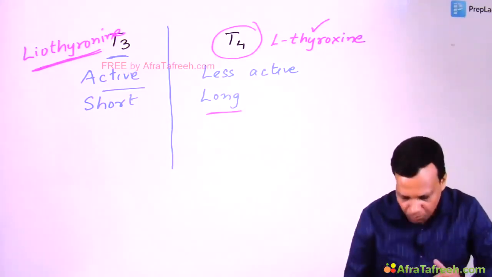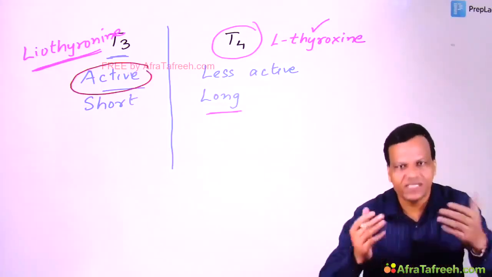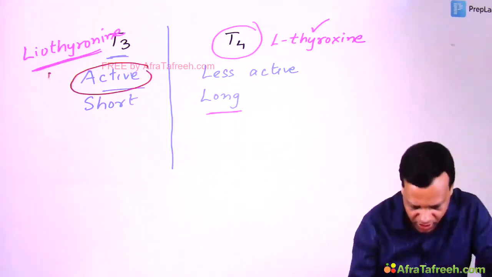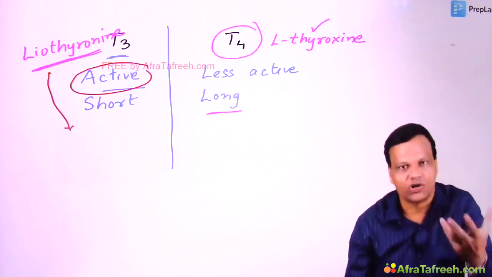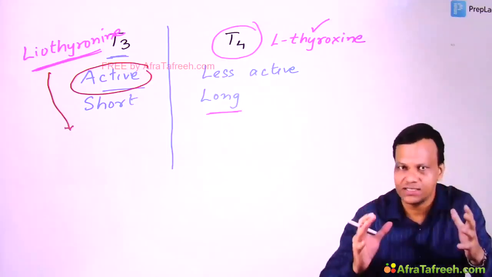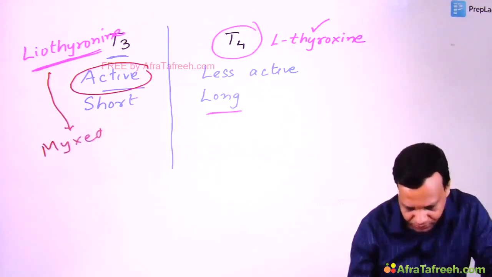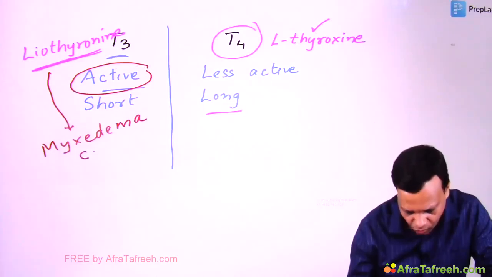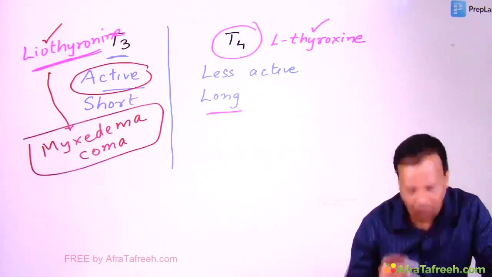Yes, it is a more active hormone. So it can be used in emergencies. So liothyronine, it is used in case of emergency hypothyroidism. Emergency hypothyroidism is called as, yes, myxedema coma. So the only indication of liothyronine is myxedema coma.